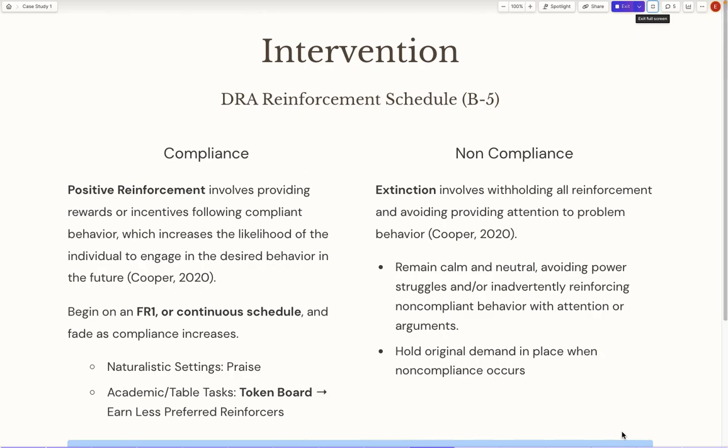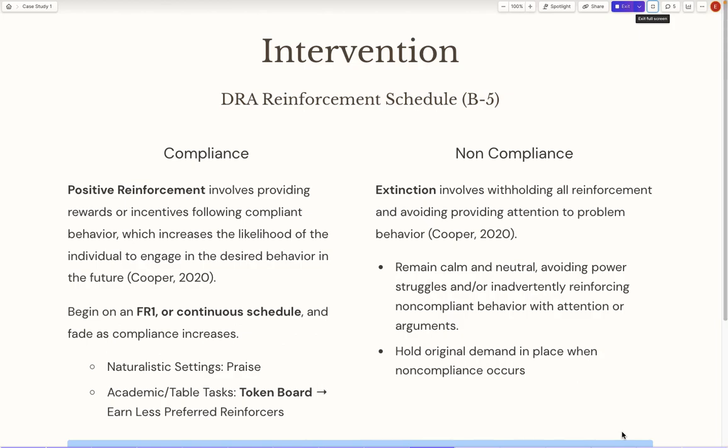Compliance is reinforced through positive reinforcement, meaning rewards or incentives are provided following compliant behavior. So it started on a fixed ratio schedule for every response, or FR1 continuous schedule. And that was faded to a more intermittent schedule as data reflected that compliance was increasing.